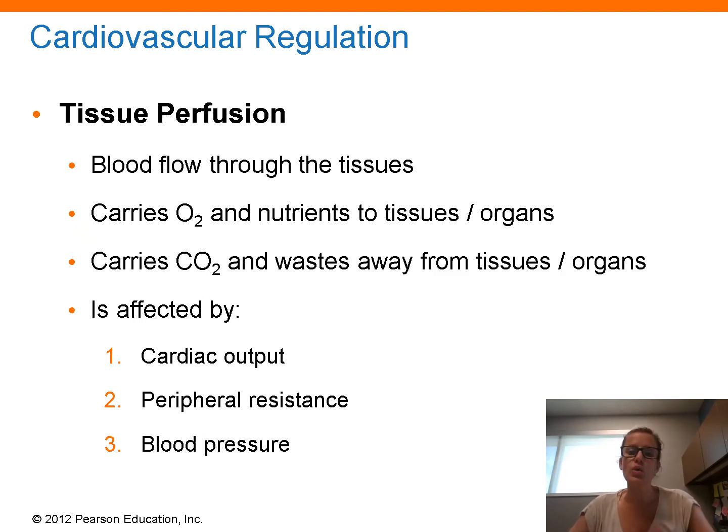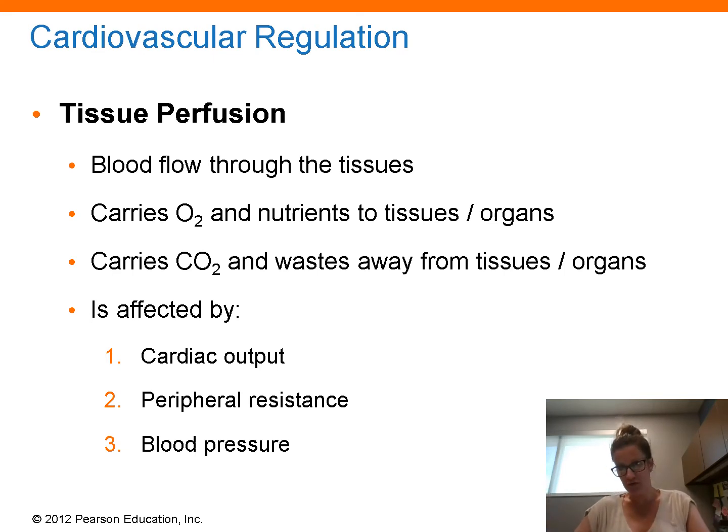Okay, so tissue perfusion refers to the blood flowing through our tissues. All of our active tissues have to have adequate perfusion. They have to have enough blood flowing through them. The reason for this is that the blood carries oxygen and nutrients to our tissues, and it carries carbon dioxide and other wastes like uric acid and lactic acid away from our tissues. So you have to have enough blood to deliver the good stuff and take away the bad stuff.